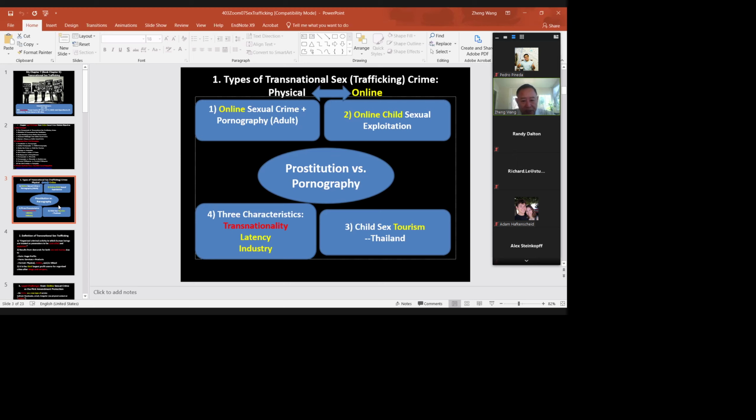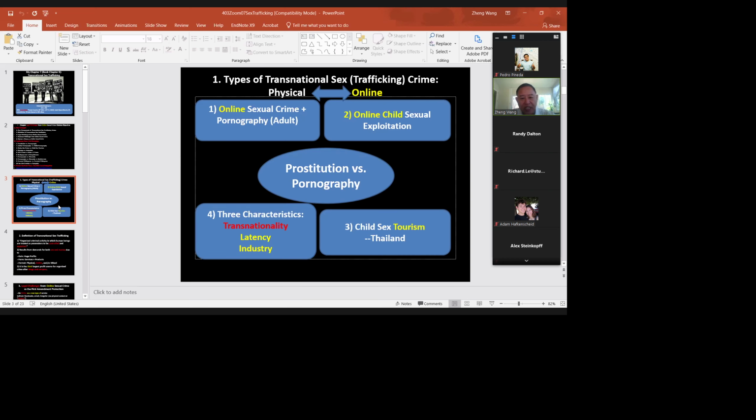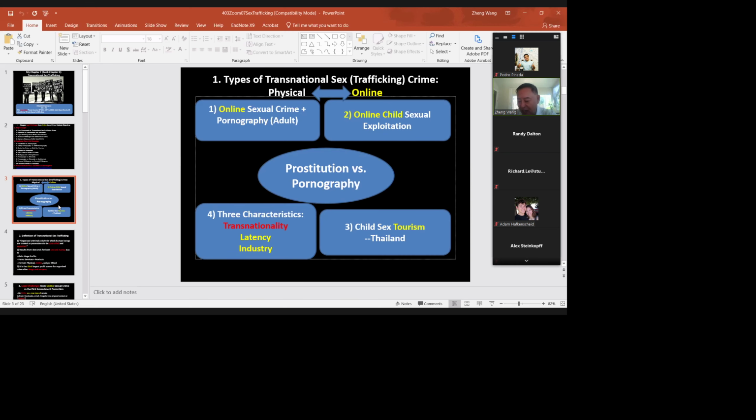3 characteristics. One is transnational crime, for sure. Many of them are involved by transnational organized crime groups. And also this kind of business is latency. Latency is an academic word. Who can give me a daily, easy language? Latency means what? In what sense do you interpret latency? Anybody? Adam? Adam there? Okay, Alex?